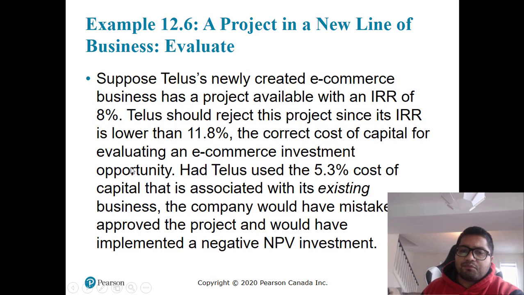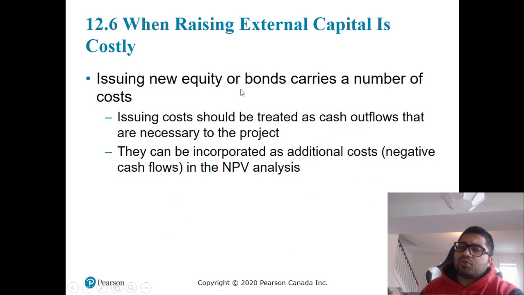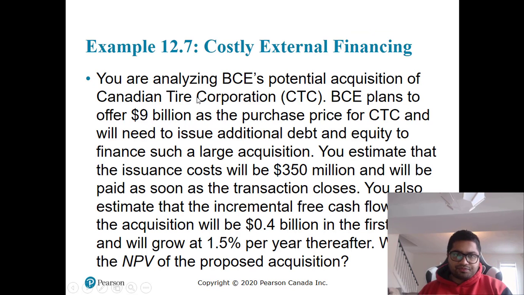Issuing new equity or bonds carries a number of costs. So there are issuing costs involved when you issue stocks or bonds. So you have to factor that in. They can be incorporated as an additional cost in NPV analysis. So they have given an example for that.